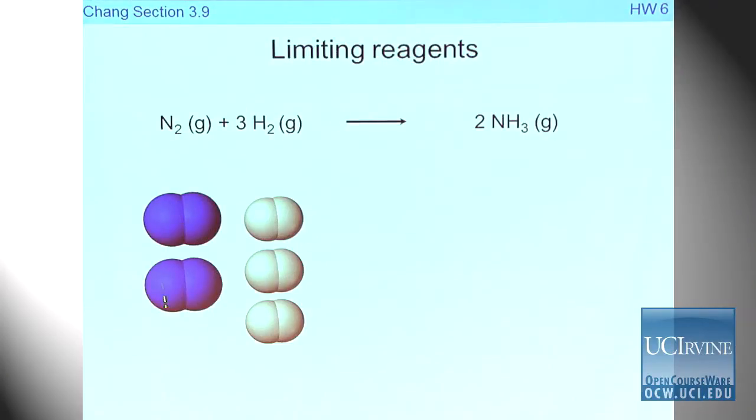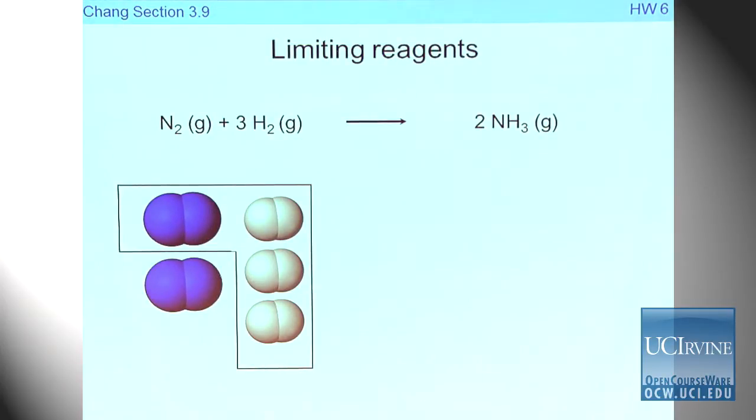Here it is. 2 nitrogen molecules, 3 hydrogen molecules I have. Okay? This is my starting situation. How many of these guys can I form? Now, each of these molecules needs 1 nitrogen. It needs 3 hydrogens. Okay? I have 4 nitrogen atoms. I have 1, 2, 3, 4, 5, 6 hydrogens. 6 hydrogens means I can form 2 of these molecules, and then I'm running out of hydrogens.